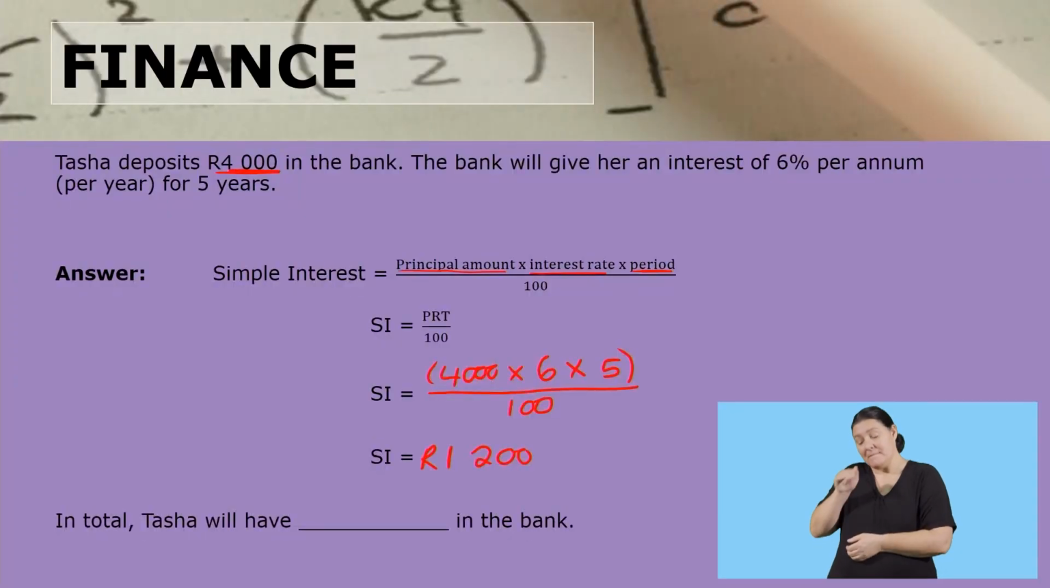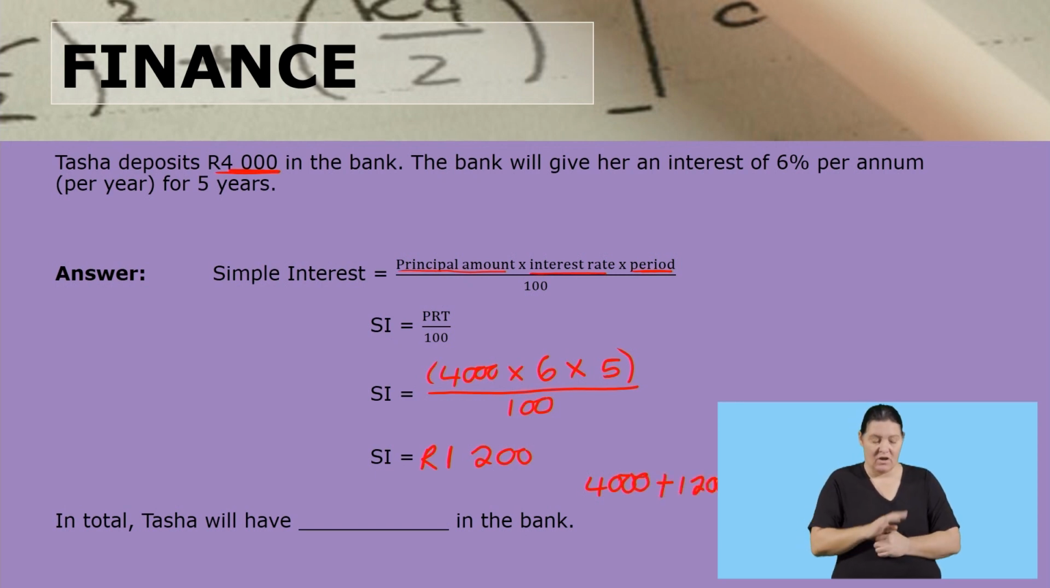But then when we added to the original amount that Tasha had in the bank account, which is that 4,000. So that means we are going to say that 4,000 plus that 1,200. And we know that the final answer is going to be 5,200 rands. So that's our interest or our finance, and that brings us to the end of our lesson today.